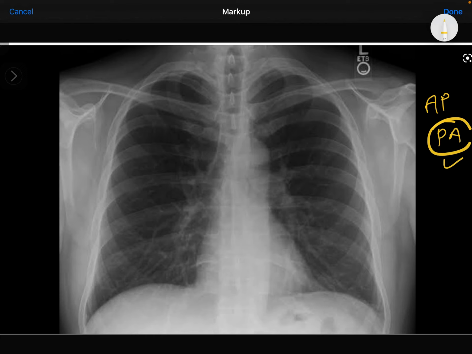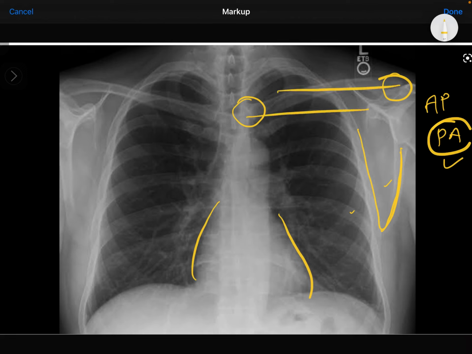First, let's talk about the PA view. In PA view, you need to see the sternoclavicular joint and acromioclavicular joint. They should not be at the same level. Then you need to see the scapula. It should not overlie the lung fields. It is outside the lung field, so this is a PA view. And you need to see the cardiac shadow. It should not be larger. So in this you can see that the acromioclavicular joints are not at the same level, the scapula is not overlying the lung fields, and the heart is also looking normal. So it is a PA view.